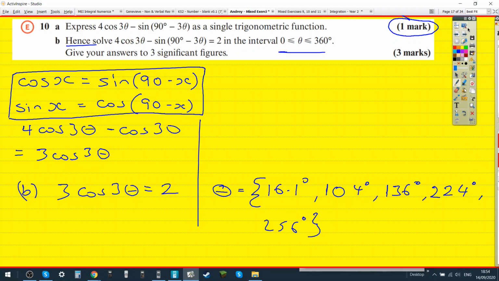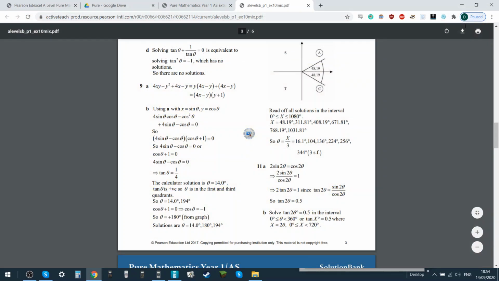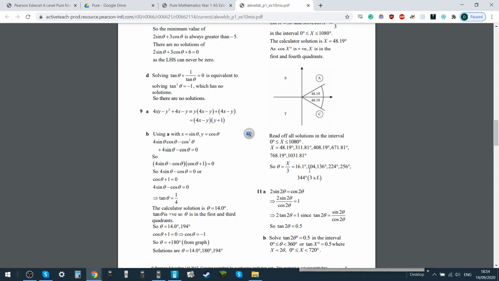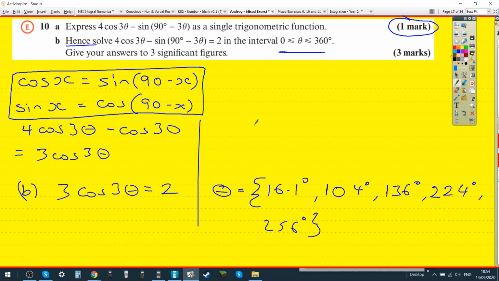Better check question 10. All the way up there. 16.1, 104, 136, 224, 256. They got 344. I didn't get that. Oh, your thing just didn't extend that much? No, just that they missed that value out because it closed the bracket.